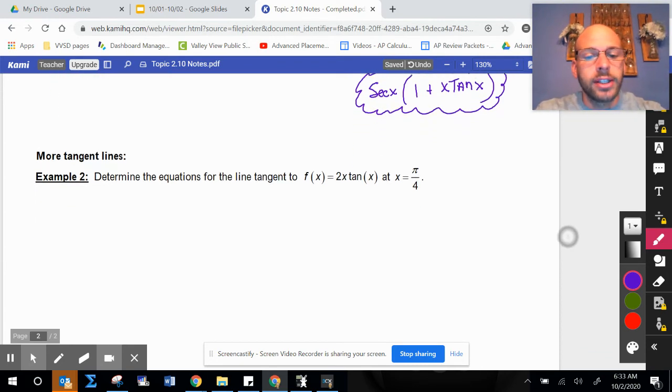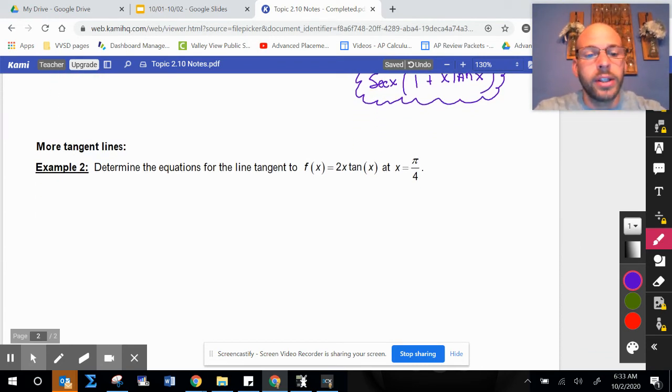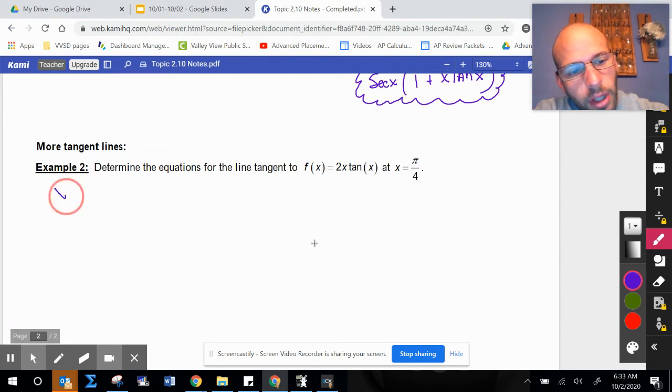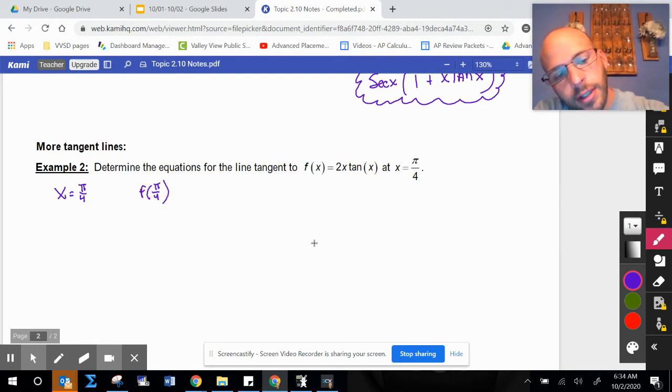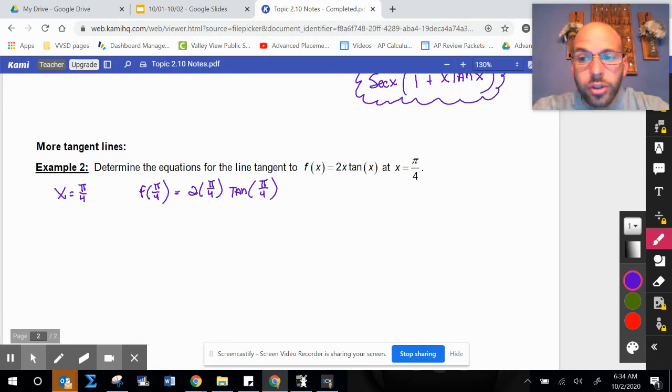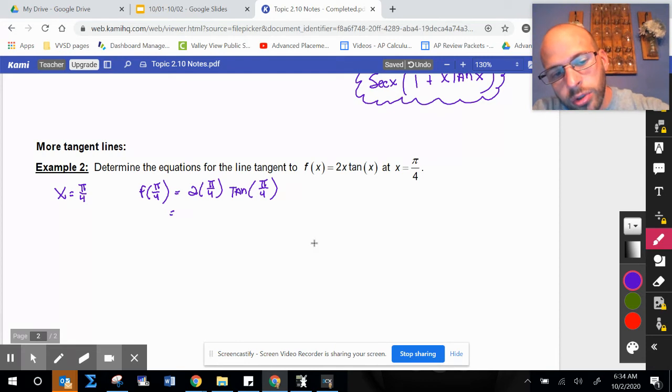All right, so take a look at example 2. Again, the questions are the same. Can you write the equation of the tangent line? Now they give me 2x tangent of x. Now I need a point and I need a slope. I know x is pi fourths, so I want to figure out what f of pi fourths is. So I'm going to do 2 times pi fourths times the tangent of pi fourths. Okay, now you should be able to do this without a calculator. Just throwing that out there. Okay, 2 times pi fourths would be pi halves.